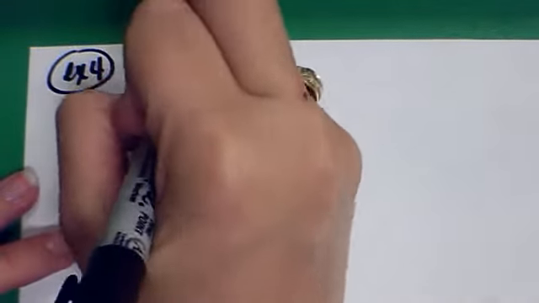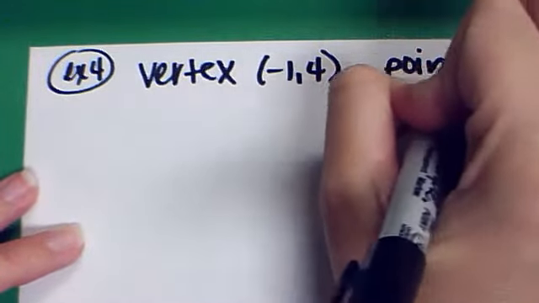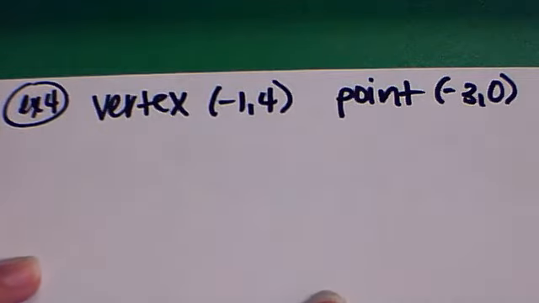Okay, the next thing we want to look at, some more examples of stuff like that. Let me get a new sheet of paper, I'm out of space. Okay, example number 4. The vertex at (negative 1, 4), and the point at (negative 3, 0). Make sure that's in your view.